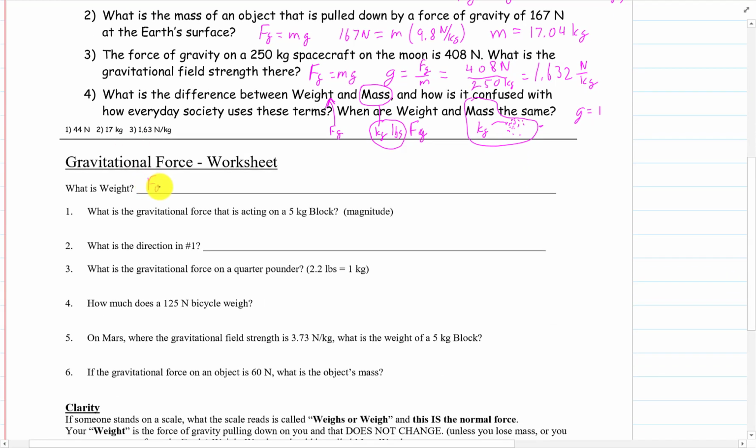So what is weight? Weight is a force. And it's the force of gravity acting on a mass.